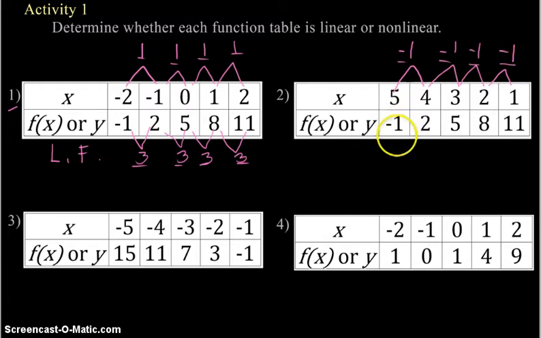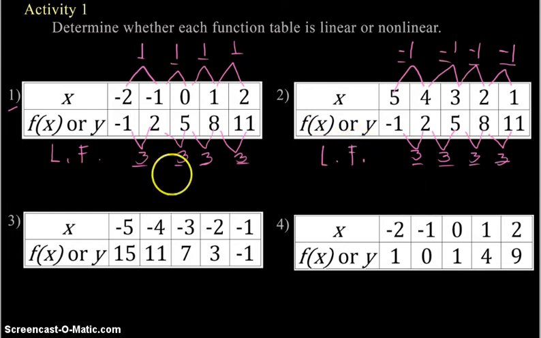Okay, tingnan natin sa values ng y. So, 2 minus negative 1 is positive 3. 5 minus 2 is positive 3. 8 minus 5 is 3. And 11 minus 8 is 3. So, the rate of change ng values ng y natin dito ay constant din. So, this is a linear function.